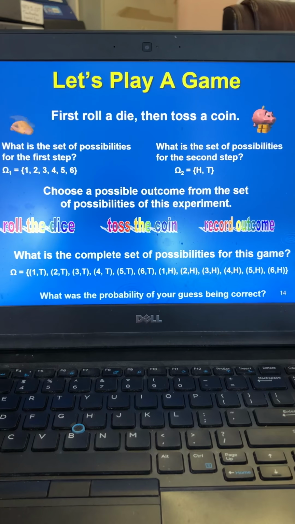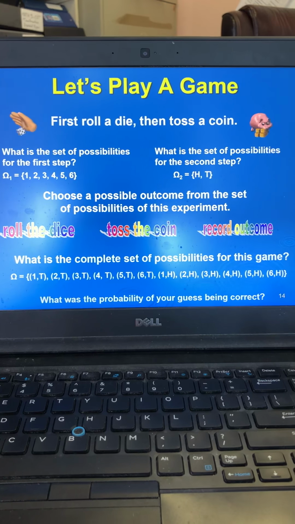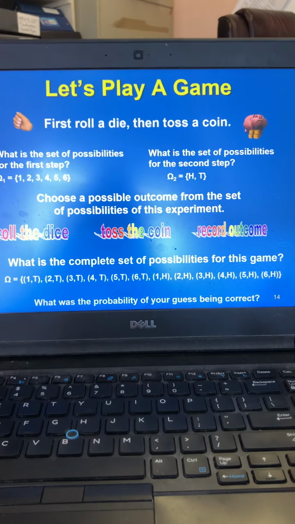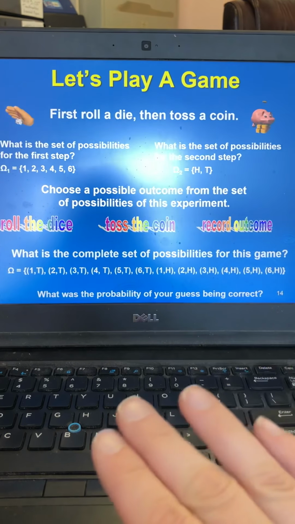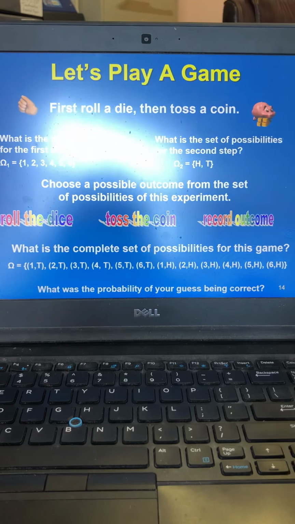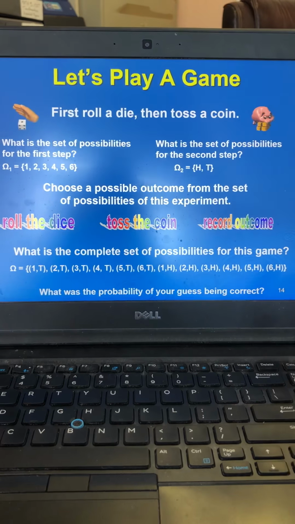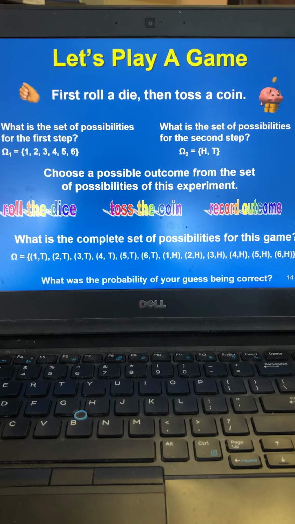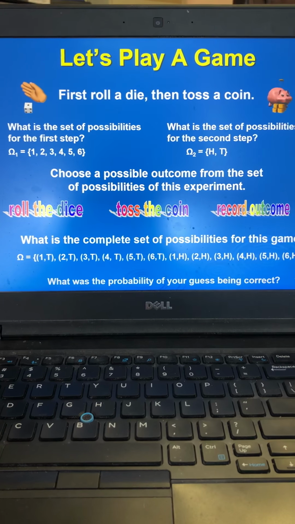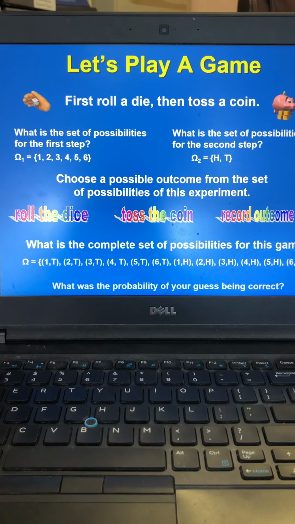You could roll a 1 and tails, a 2 with tails, a 3 with tails, a 4 with tails, and so on, or you could also roll each of those numbers and then a heads. So we get a total of 12 possible sets of answers. So what would be the probability of your guess being correct? Well, you would have a 1 in 12 chance of guessing the correct sequence.